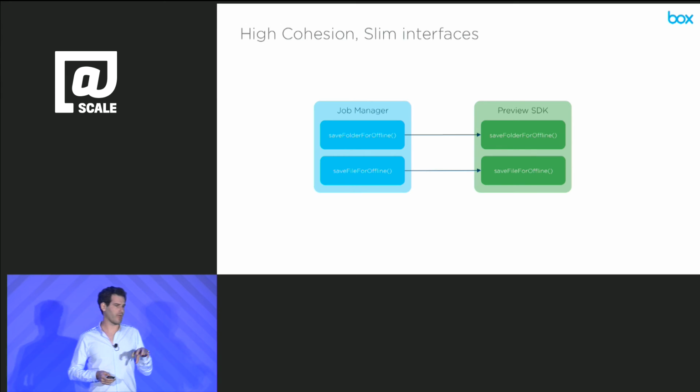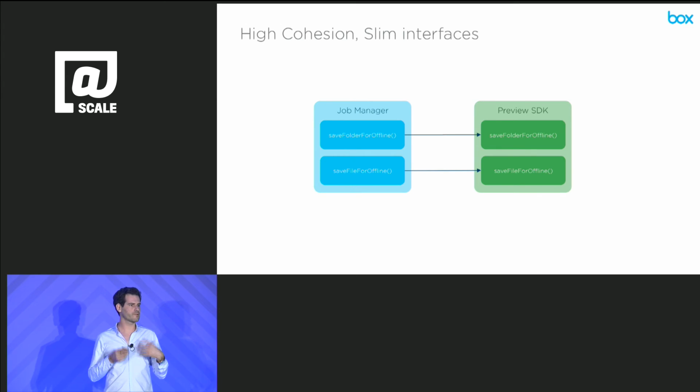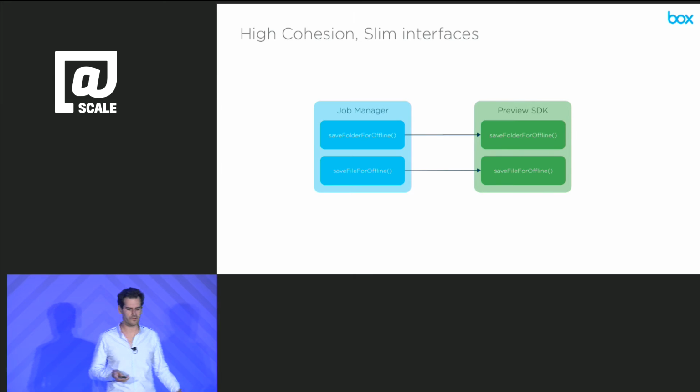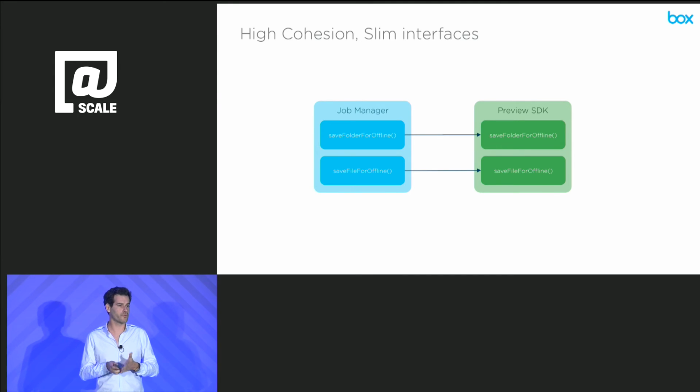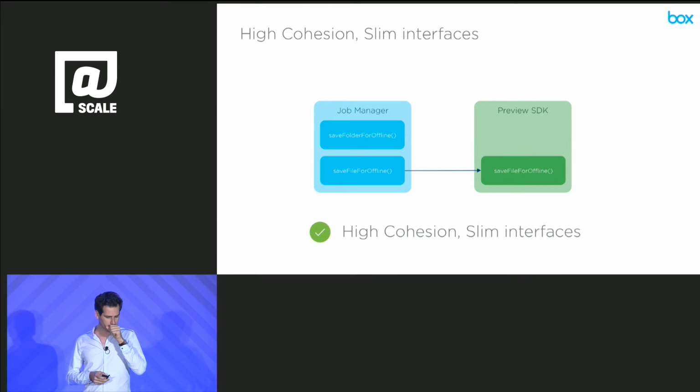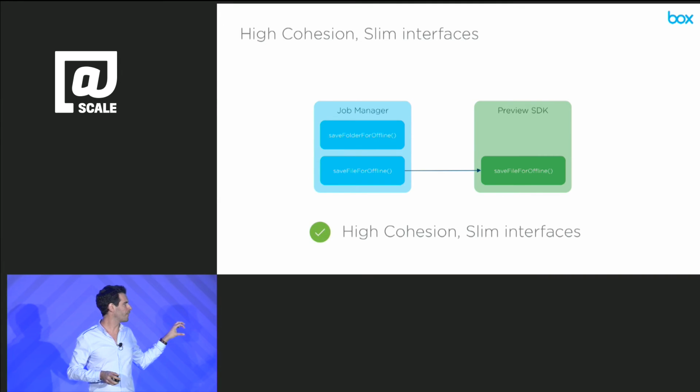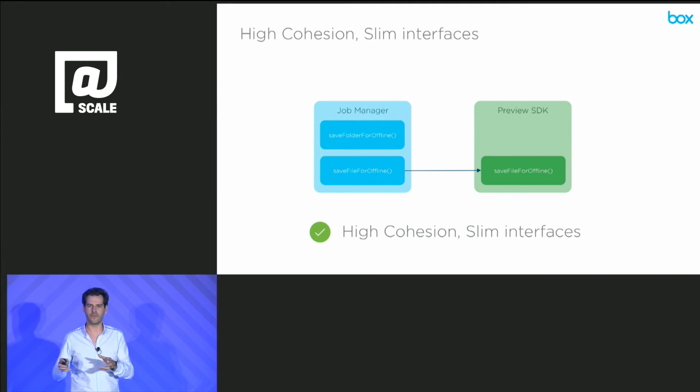So if you take this approach, you end up with a preview SDK that is not cohesive. It's supposed to be about files, but it also manages, in some way, some folders, and it also makes it much more complicated. So instead, what we want is to keep the complexity of the folder synchronization in the job manager, but ask the preview SDK to handle everything related to the file. And if you do that, you have a simple interface and a cohesive SDK, which is a very, very important thing to do when you have multiple SDKs.